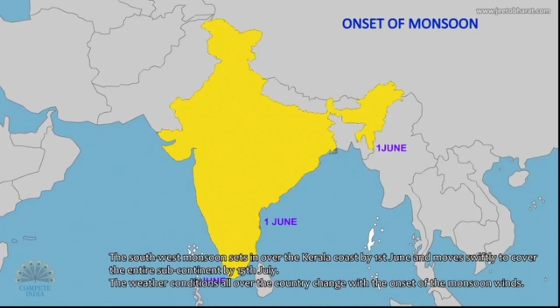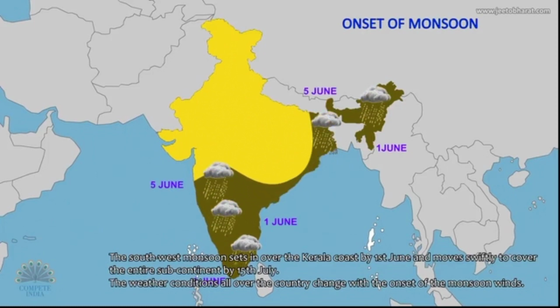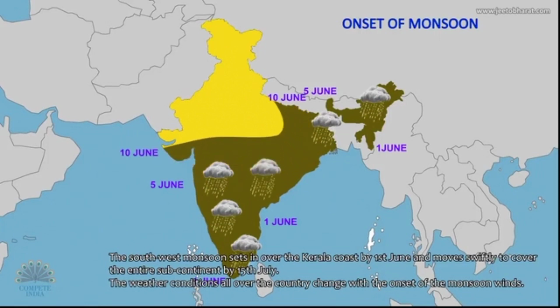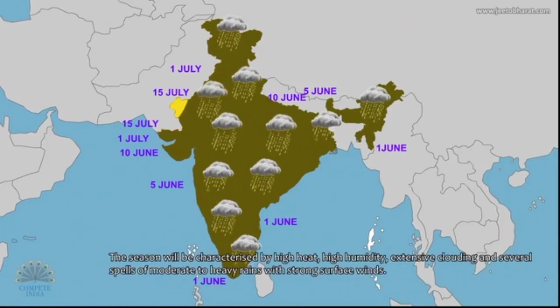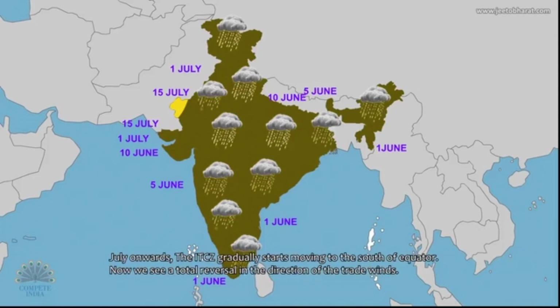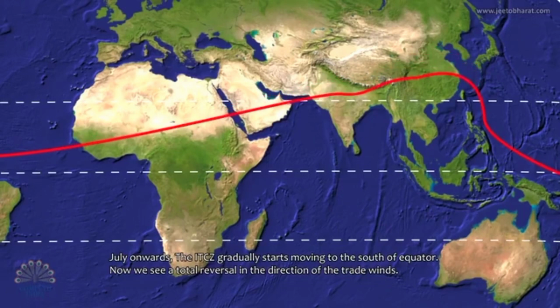The southwest monsoon sets in over the Kerala coast by 1st June and moves swiftly to cover the entire subcontinent by 15 July. The weather conditions all over the country change with the onset of the monsoon winds. The season will be characterized by high heat, high humidity, extensive clouding, and several spells of moderate to heavy rains with strong surface winds. The ITCZ gradually starts moving to the south of the equator.